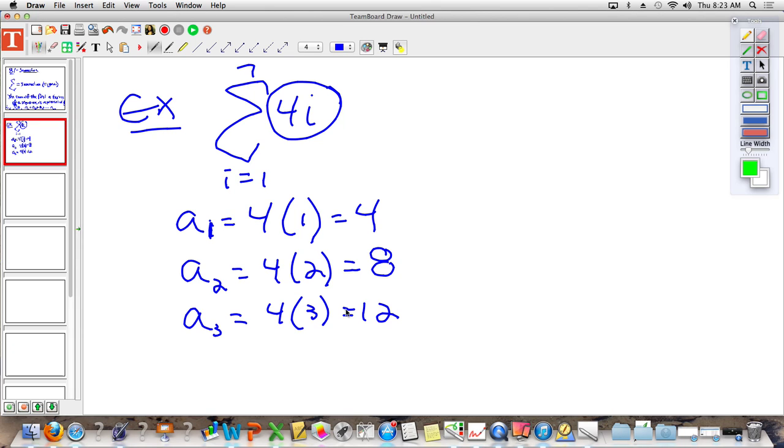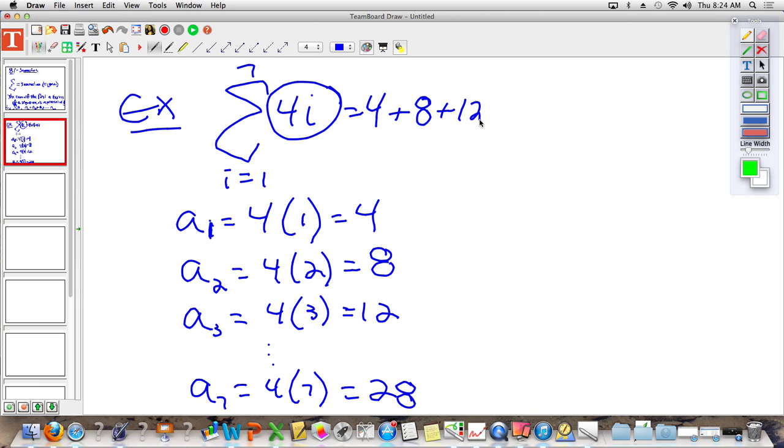Where am I going to stop? You're going to stop all the way at the 7th term. So you're going to go all the way down to a sub 7 is equal to 4 times 7, which is 28. But you have to have all of them because your goal here is to add them all together. So what I'm going to do over here is write down that the sum of 4i is going to be 4 plus 8 plus 12 plus, and I have to figure out all of the terms all the way up to the 7th term, which I know is 28.